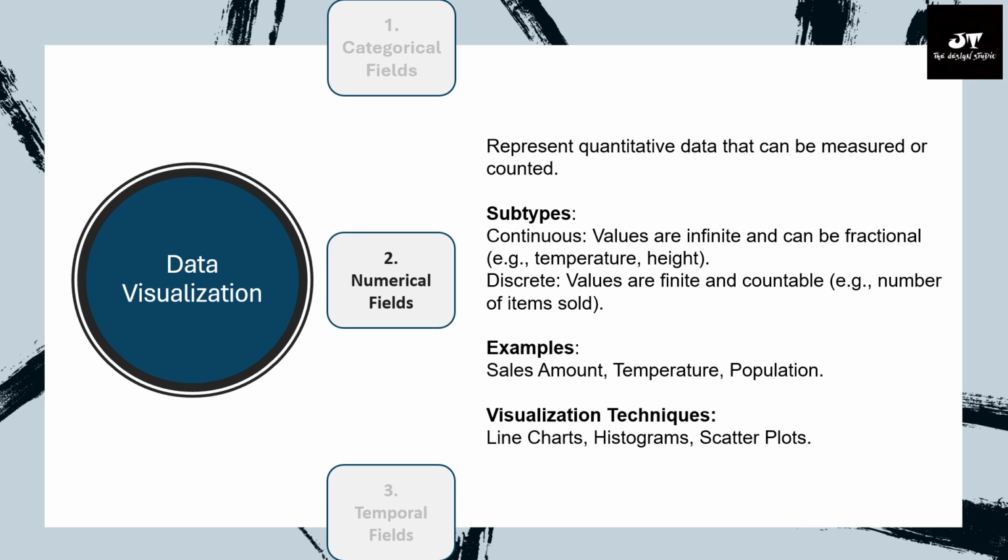Numerical fields represent quantitative data that can be measured or counted, making them essential for statistical analysis and mathematical computations. These fields can be classified into two subtypes: continuous data, which includes infinite values and fractional measurements such as temperature and height, and discrete data, which consist of countable, finite values like the number of items sold. Common examples of numerical data include sales amounts, temperature readings, and population figures.